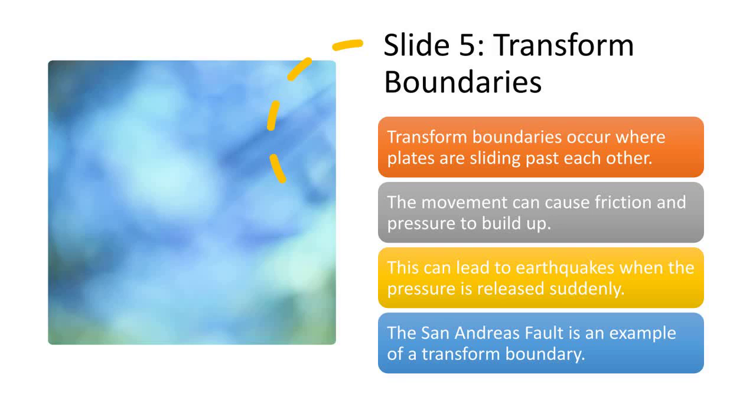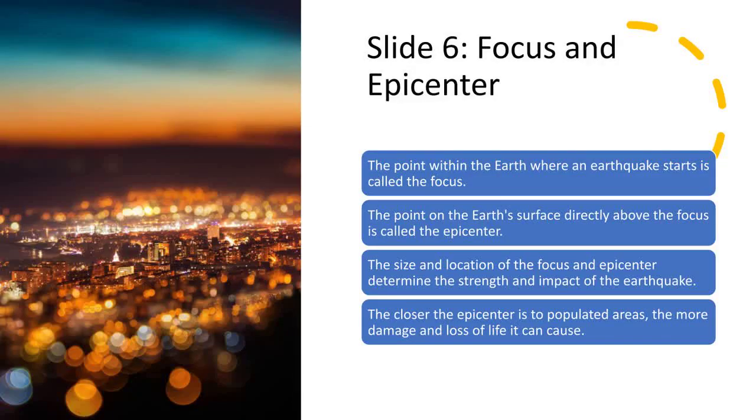Let's move on to the next slide and examine the factors that determine the strength of an earthquake. In this slide, we will focus on the terms focus and epicenter and how they relate to the strength and impact of an earthquake. The point within the Earth where an earthquake starts is called the focus, while the point on the Earth's surface directly above the focus is called the epicenter.